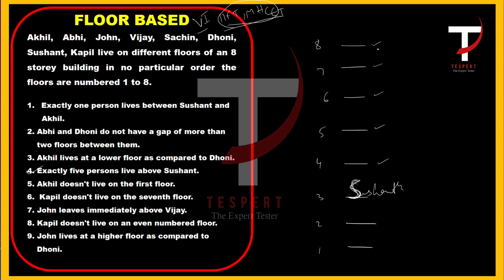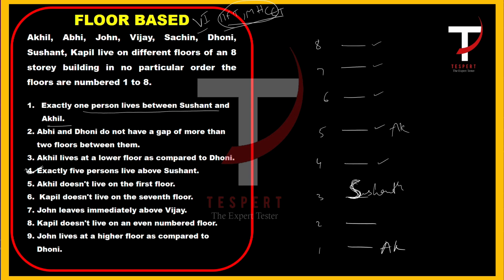This is the first, second, third, fourth and fifth. Okay. So this is figured out. This is ruled out completely. We shall move on to statement 1. Exactly 1 person lives between Sushant and Akhil. So Akhil can be here, or Akhil can also be here, because there is exactly 1 person in between Sushant and Akhil.